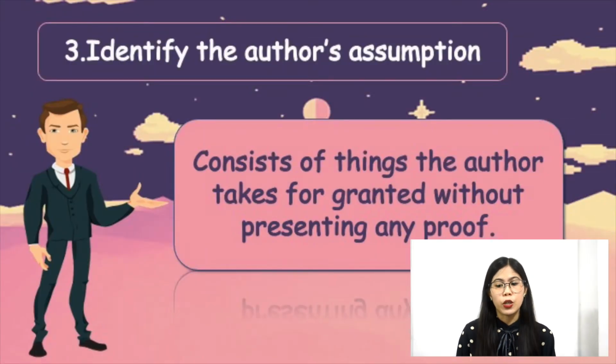Next is to identify the author's assumption. It consists of things that the author takes for granted without presenting any proof. In other words, what the author believes or accepts as true and bases the argument on. For instance, the writer is a feminist. Of course, if the issue is about gender equality, the author will tend to give much favor to the female, contrary to the other genders or sexual preference. And if his or her assumptions are illogical or incorrect, the entire argument will be flawed.